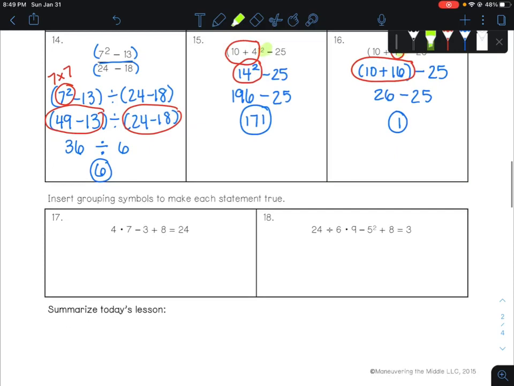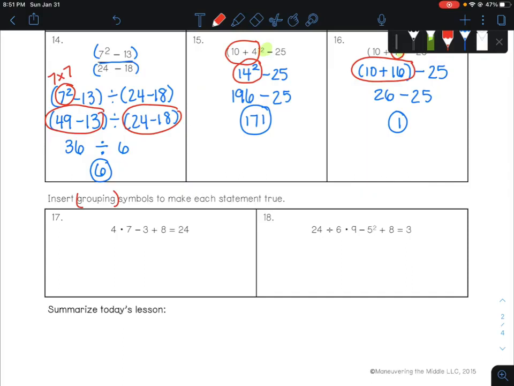All right? So our final 2 questions, we're going to actually put in the grouping symbols, meaning put in the parentheses to make it so that it's true. For number 17, we need to make this answer come out as 24. You can do a little bit of guess and check.